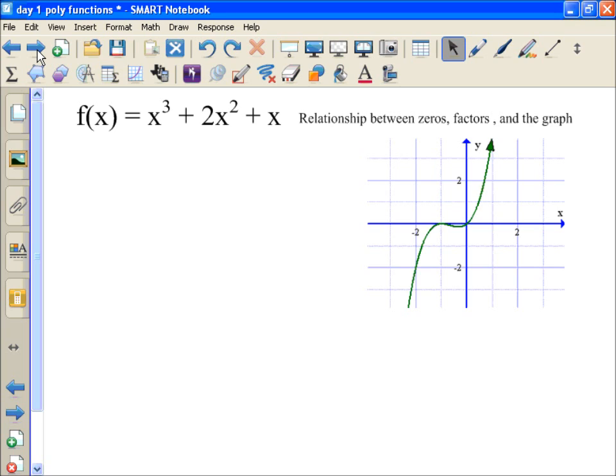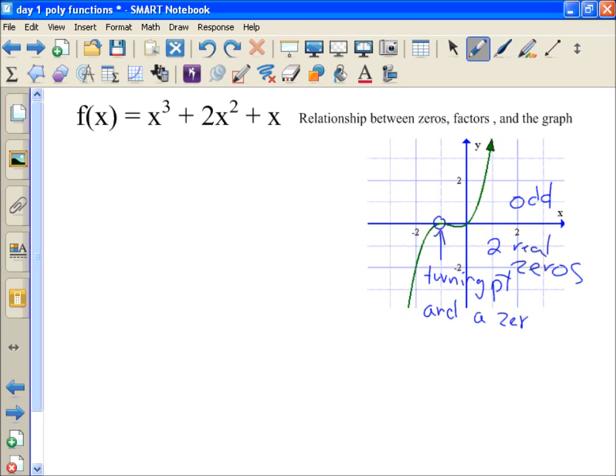So let's look at one last example here. This is clearly an odd function. There are two turning points, but there's only two real zeros. Now, our natural reaction is, well, the other zero must be imaginary. But as we just said, imaginary zeros always come in pairs. So where is the other zero? And what we want to notice is that this point here is a turning point and a zero.